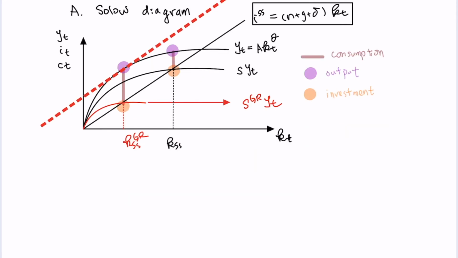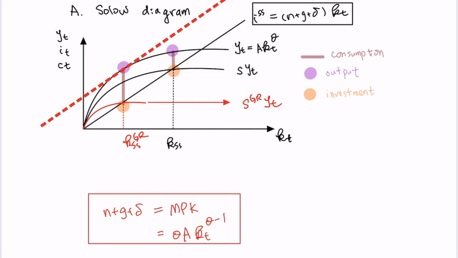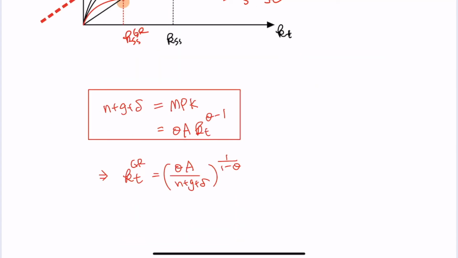So then to find out the number for the saving rate that maximizes the consumption, we know we can set the slope of the steady state condition equal to the marginal product of the capital. And then we can solve for this equation. We are going to get the golden rule level of the capital stock equal to (theta multiplied by A divided by (N plus G plus delta)) to the power of 1 over 1 minus theta.